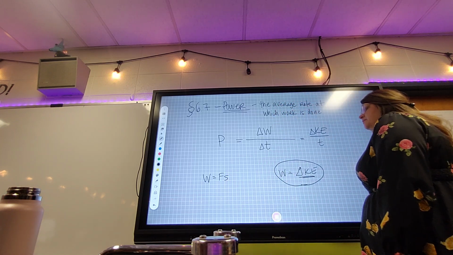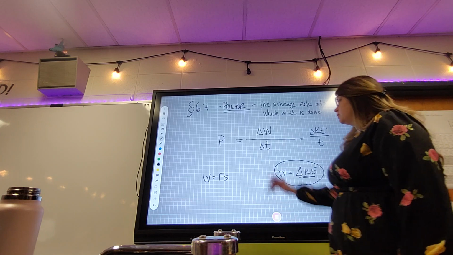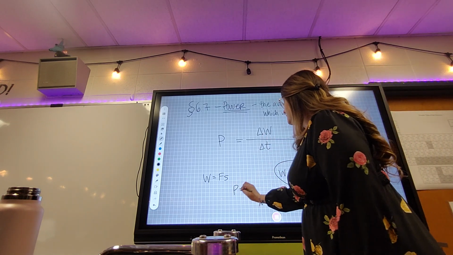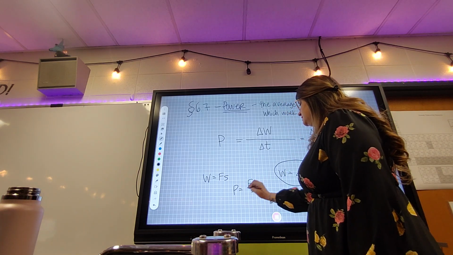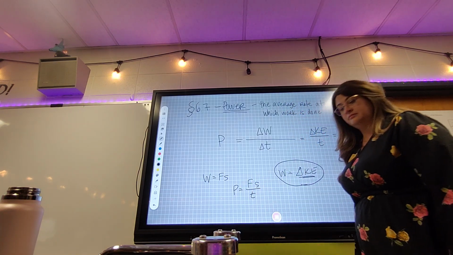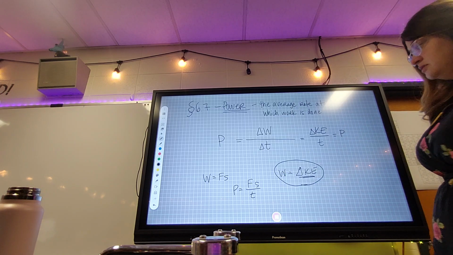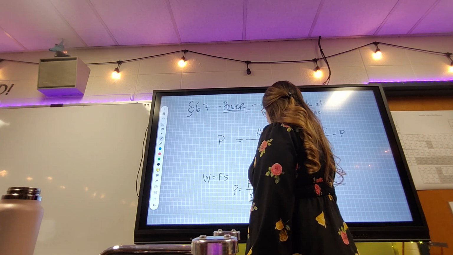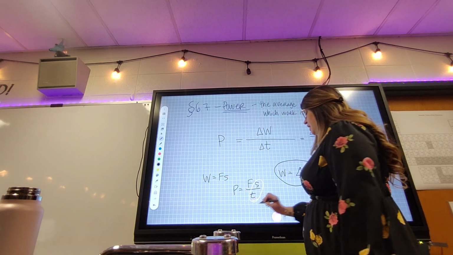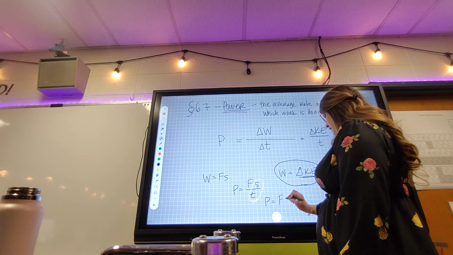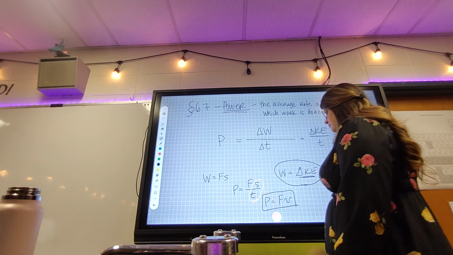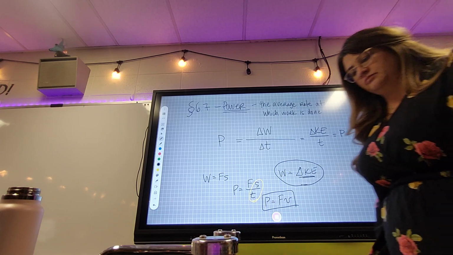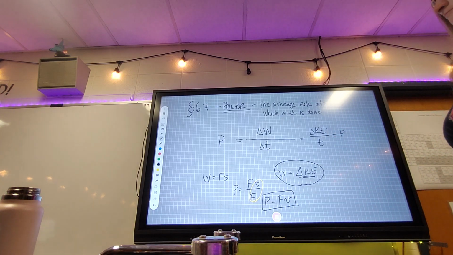times distance. Okay, so then that means that we can represent power in this way, but we can also represent power as force times distance divided by time. And then what is distance divided by time? Velocity. Yes. So then you can also express power as power is equal to force times velocity. That makes sense. That's crazy.